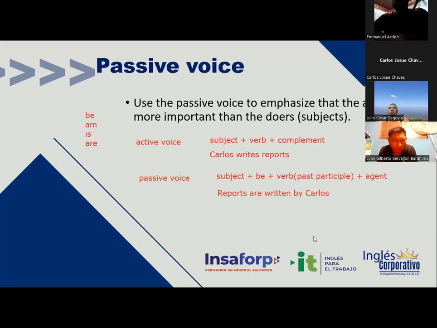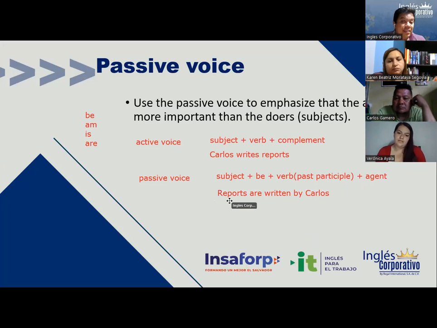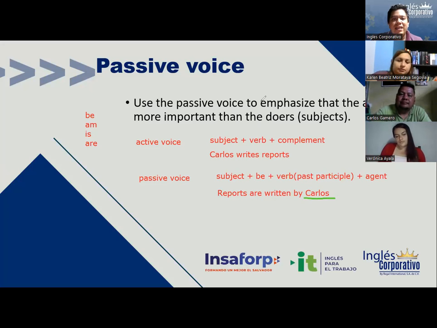Entonces, básicamente, esta es la estructura con la cual vamos a estar trabajando esta noche. So, you see? So, this is the way how we create sentences using the passive voice. All right? ¿Qué estamos haciendo acá, entonces? Estamos enfatizando más que todo la acción que hace Carlos. All right? So, in this case, gramaticalmente hablando, acá, Carlos se convierte en algo que se le llama agent. Agent. Like this. ¿Ok? ¿Por qué? Porque es la persona o es el subject que básicamente hace la acción que estamos enfatizando acá. ¿Ok? So this is the way how we create sentences using passive voice.